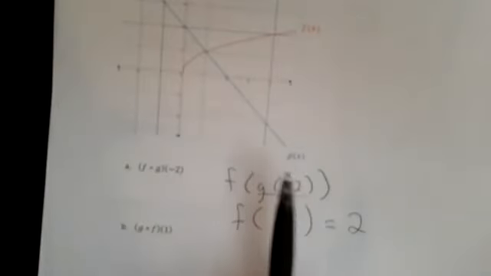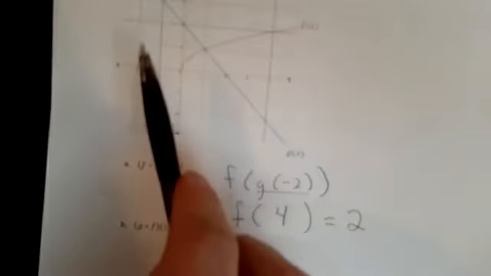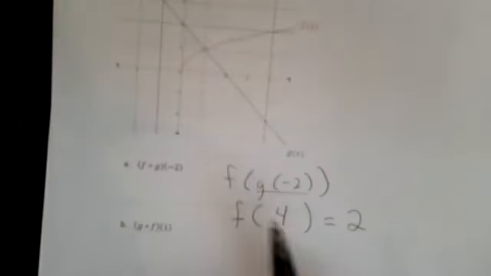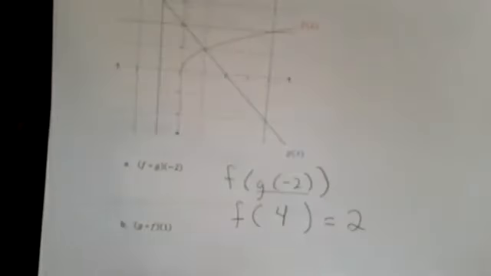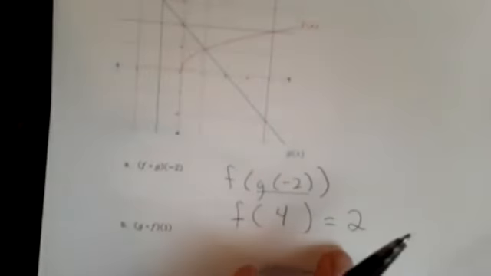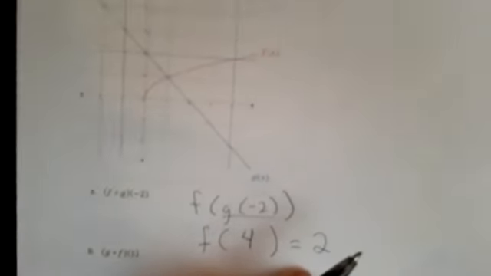So we do the -2, we plug it into the G, it gives us 4. We do the 4 into our F, it's going to give us 2. G of F of 1 is G of F of 1.